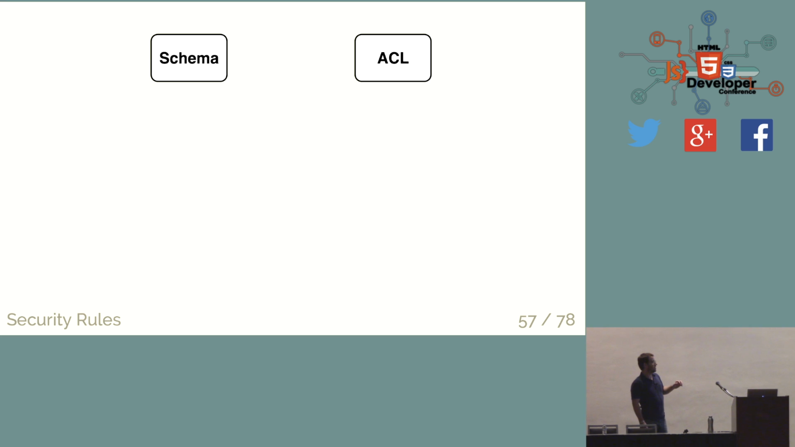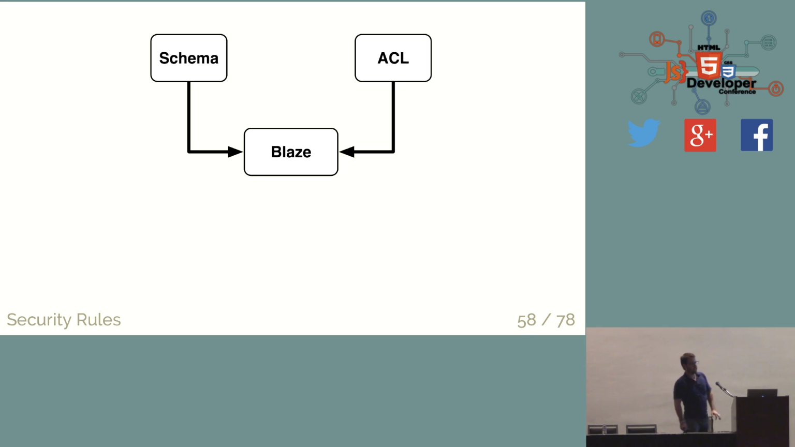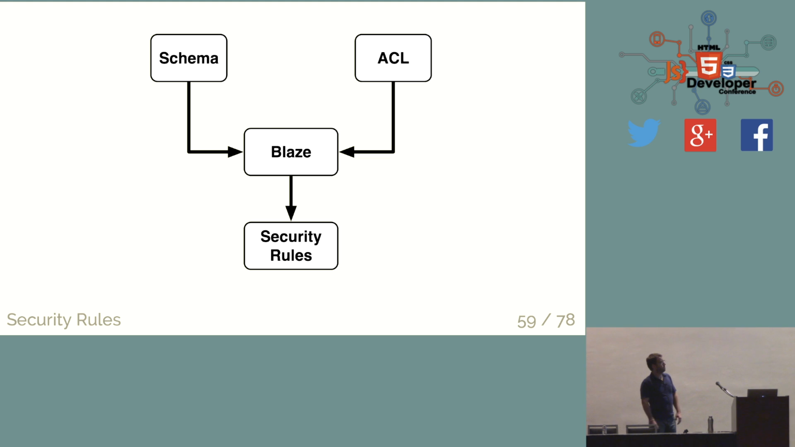And the folks at Firebase recognize this. There is a new thing now called Blaze Compiler, which takes a schema and takes an ACL definition and spits out those security rules. This is kind of new stuff, but it's on GitHub, and you can play with it. I suggest you check it out. Instead of JSON, it uses YAML just for the more compact syntax.